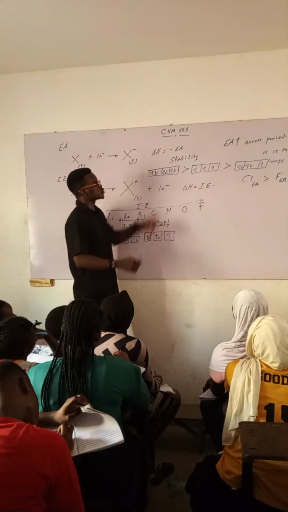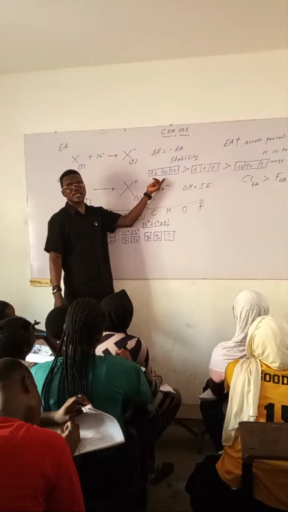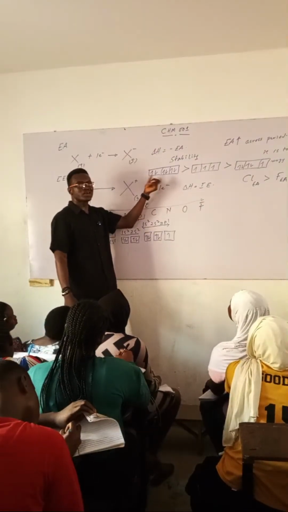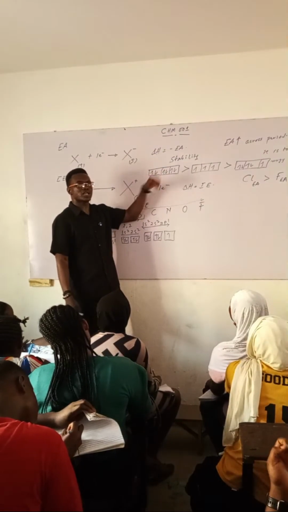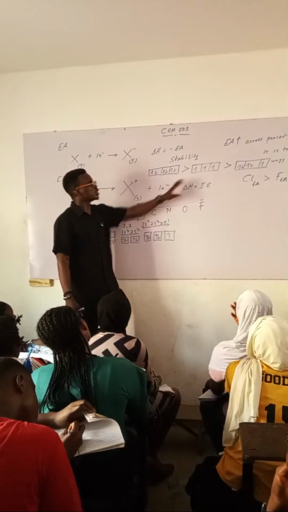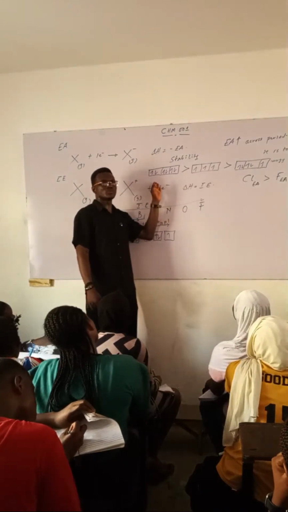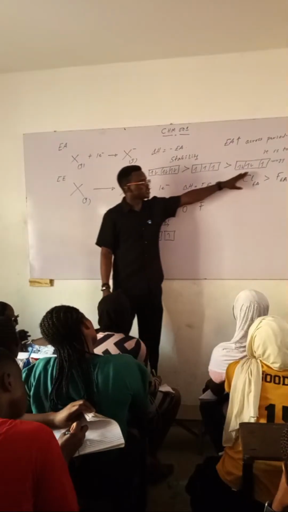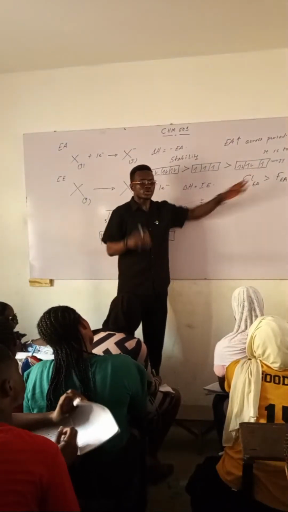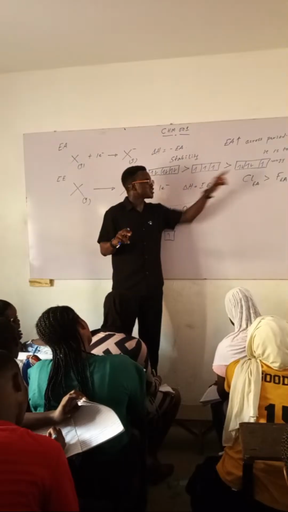So if you look at what we have here, when you see configurations like this one will require great energy before you can remove any electron from here. This one too will require great energy, but not as much as this. But this one, you can easily remove electron because of all the repulsions that is taking place here.